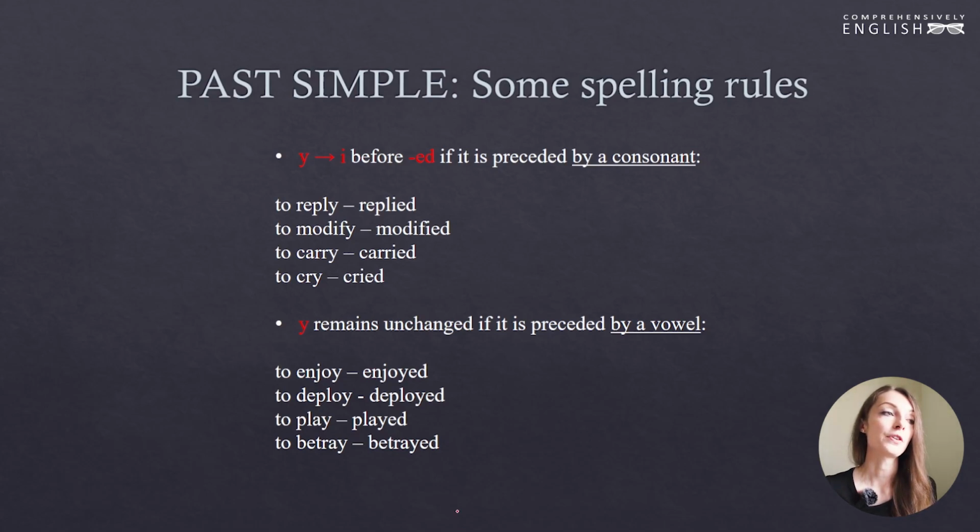You see, in the first set of examples, we have consonants L, F, R, and that's why we change Y into I and only then add ed. In the second set of examples, you have vowels O, for example, or A, and that's when you don't make any changes, so you leave Y and then add ed.